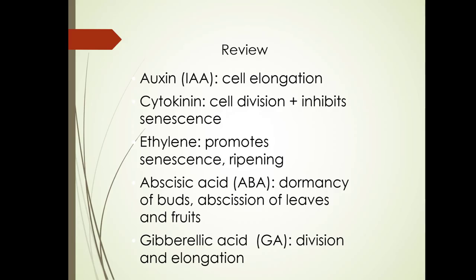So, review. Auxin is involved with cell elongation. Cytokinin is involved in cell division and inhibits senescence. Ethylene promotes senescence and ripening. Abscisic acid is involved with dormancy of buds and abscission of leaves and fruits. And gibberellic acid is also involved in division and elongation.